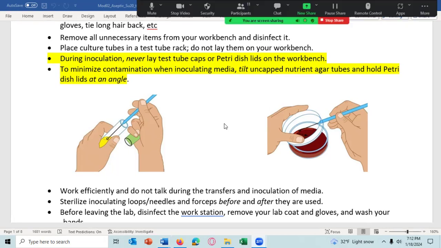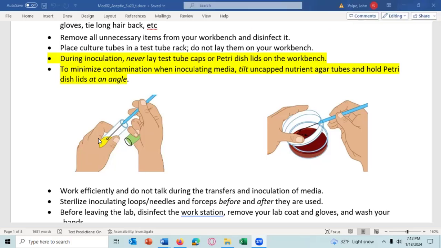And this is showing you for a test tube cap, you should hold it with your pinky finger in one hand and the loop in the other fingers of that same hand. And the other hand should be holding the tube. And you should hold the tube at an angle. I don't know if you guys can see this. You should hold the tube at an angle so that when things are dropping down, there's less space to get it so that it can drop into the tube.